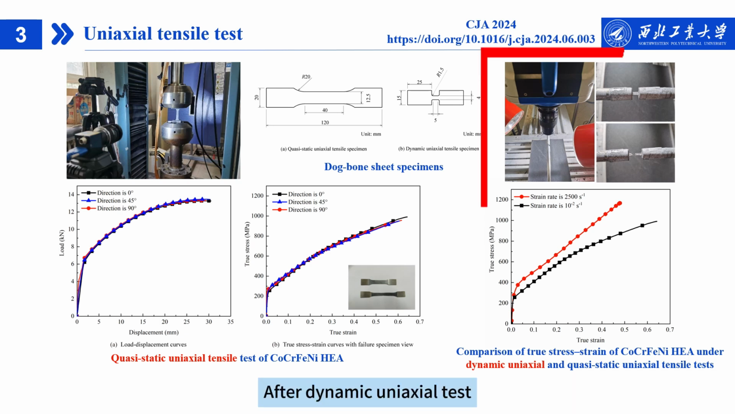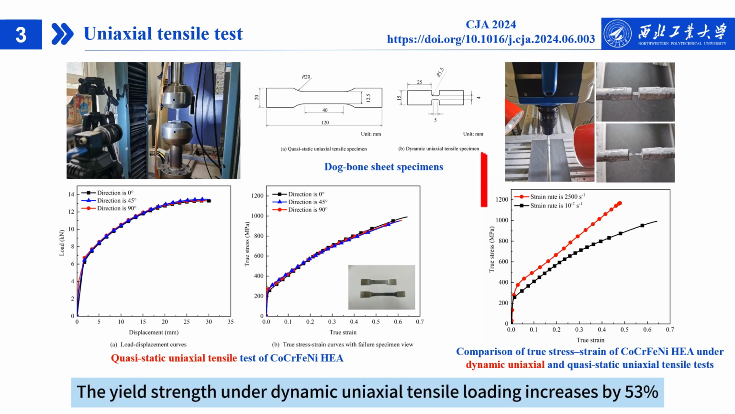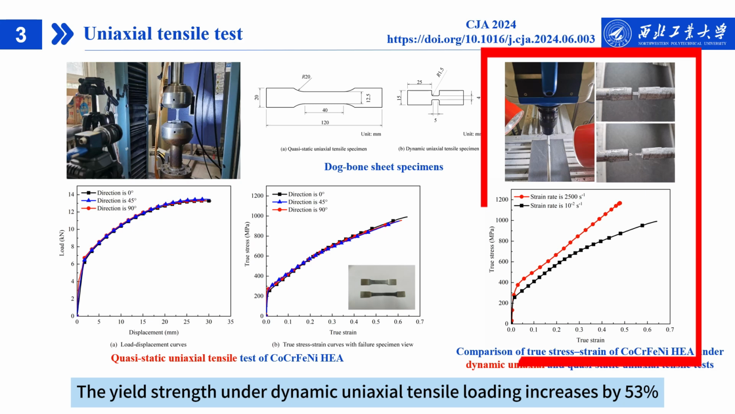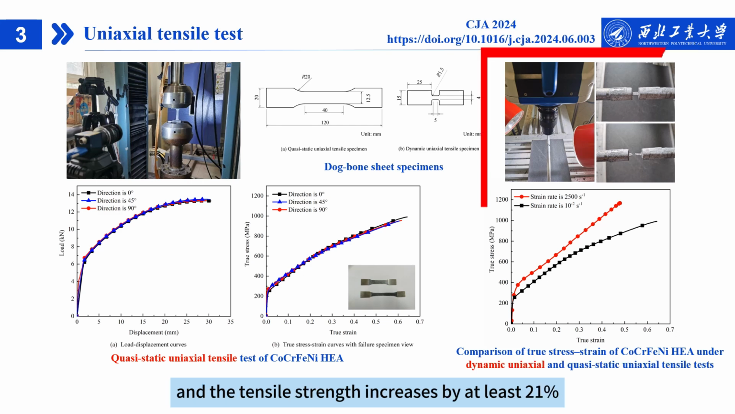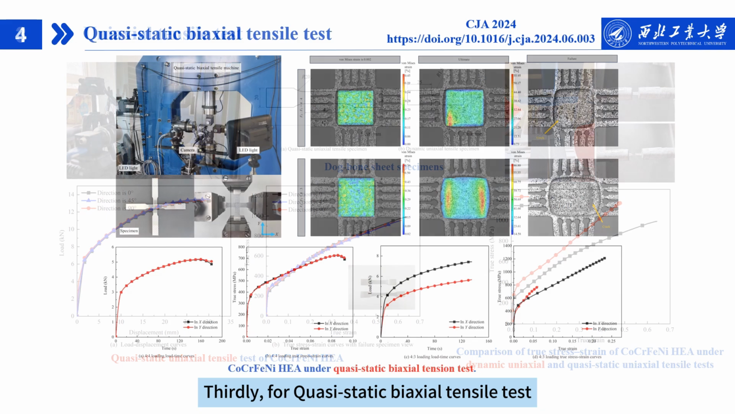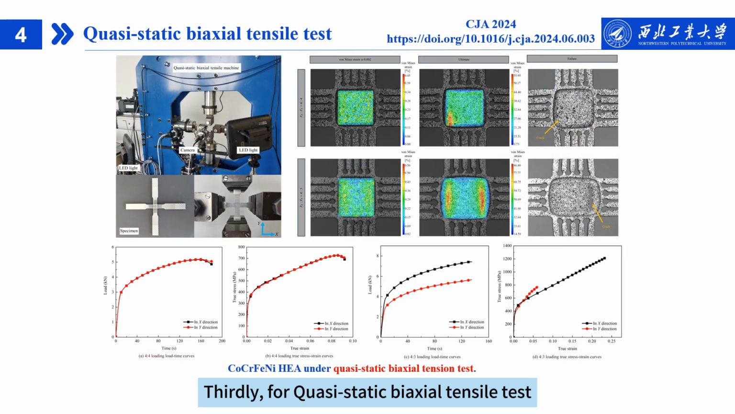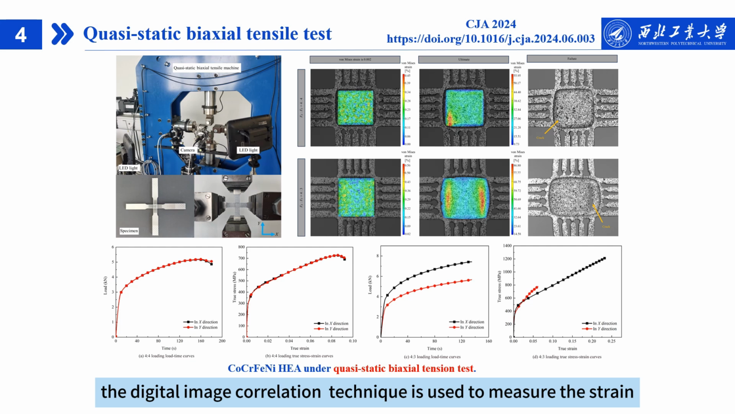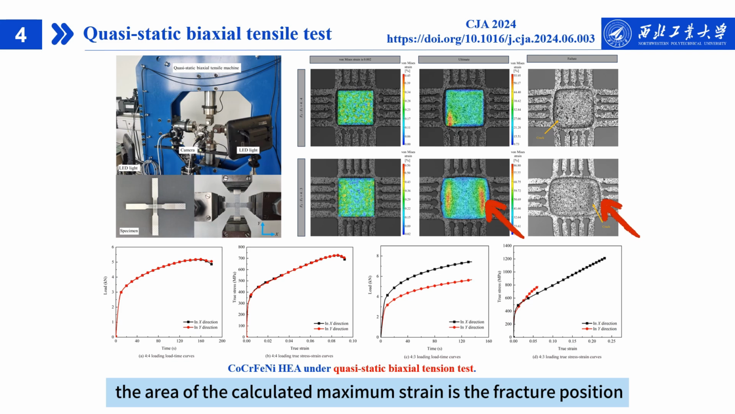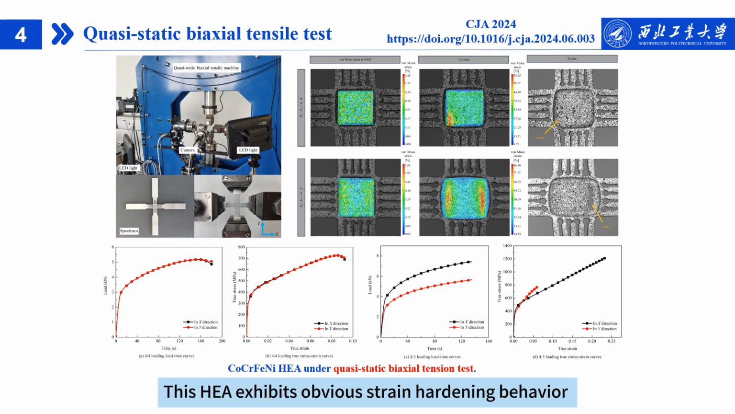After dynamic uniaxial test, the yield strength under dynamic uniaxial tensile loading increases by 53%, and the tensile strength increases by at least 21%. Thirdly, for quasi-static biaxial tensile test, the digital image correlation technique is used to measure the strain, and the figure clearly shows that the area of the calculated maximum strain is the fracture position. This HEA exhibits obvious strain hardening behavior under quasi-static biaxial tensile loading at 2 ratios.